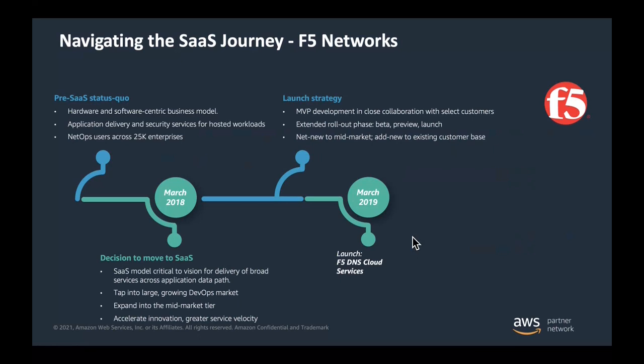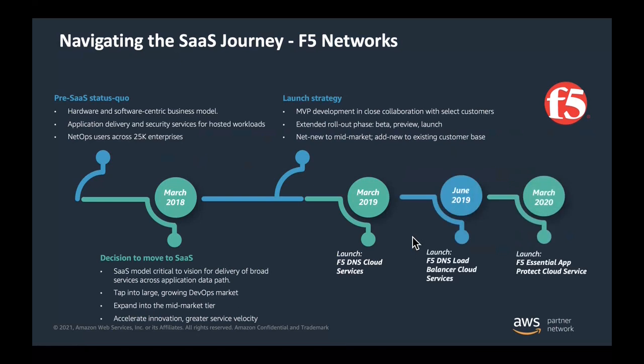And throughout this process, they started with net new customers in the mid-market space, but they also continued working with their existing customer base and picked a few of them to test their product. And once they launched their DNS cloud services in March 2019, then the rest really came easier, because now they have the experience as an organization to build an MVP, to test that MVP and gather feedback. So almost in a year, they were able to launch 2 other products.